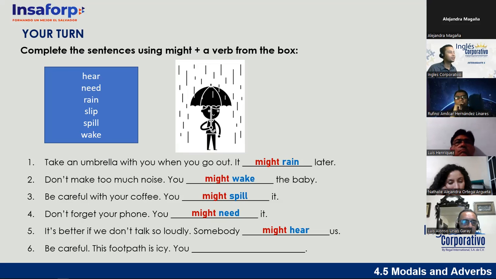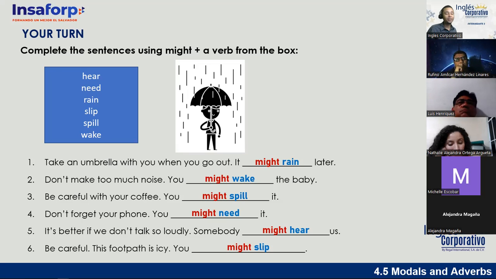Alejandra. Be careful. This footpath is icy. You might slip. Thank you. That's correct, Alejandra. Be careful. This footpath is icy. You might slip. Este sendero está cubierto de hielo. You might slip. Te podría resbalar. So, again, be careful. This footpath is icy. You might slip. That's right.